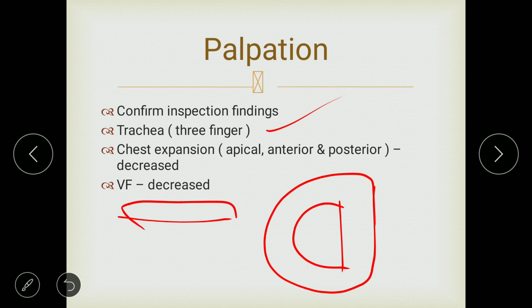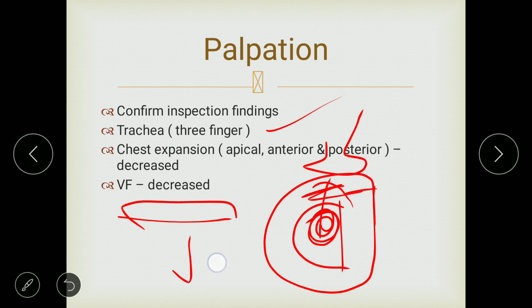And VF will be decreased because of pleural fluid. Consider this as lung and this is your pleural cavity. You are placing a steth here to auscultate. Sound is produced here. This pleural fluid will not allow this sound to be heard. So VF, VR and breath sounds all will be decreased in case of pleural effusion.